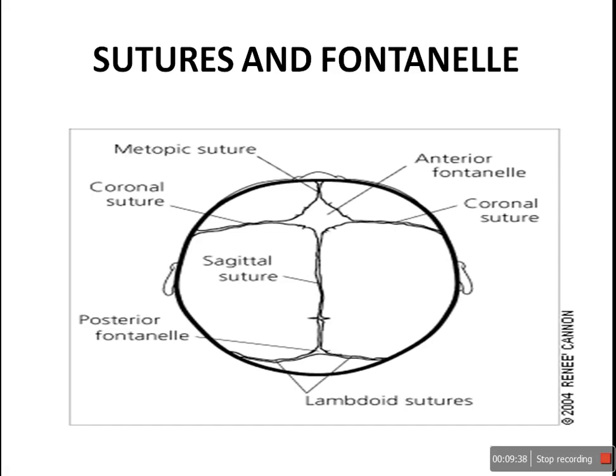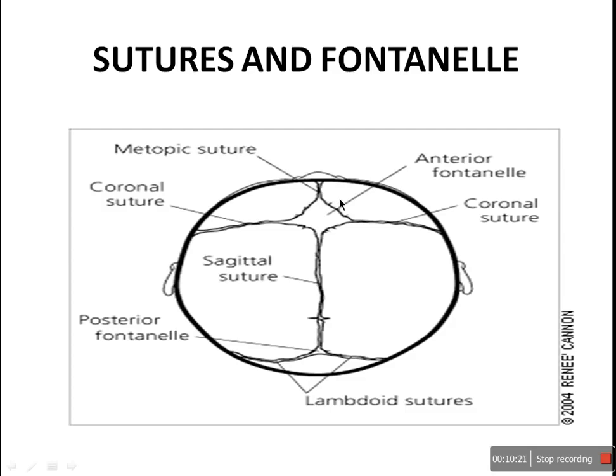The first one is the frontal suture. See here, this is a frontal bone. This is the front side, this is the back side. This is a frontal bone, and this is another frontal bone. Between these two you can see one space. This is called the frontal suture. Here it is mentioned as the metopic suture, but usually we call it the frontal suture. The frontal suture lies between the two frontal bones, and it is the space you can see between them.